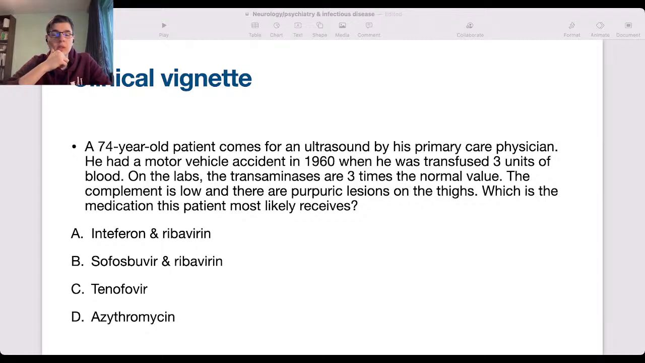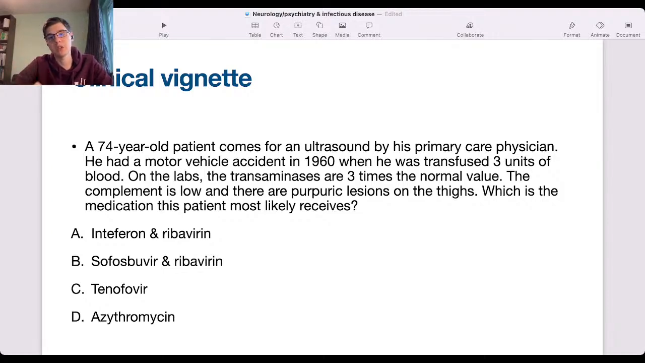Okay, so Lucas says this is hepatitis C. Indeed, the patient has hepatitis C. This is mainly indicated by the fact that he was transfused 3 units before 1980, sorry, when the blood transfusions were not screened for HCV.